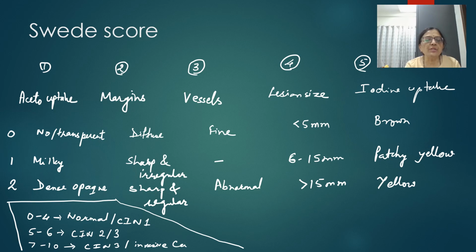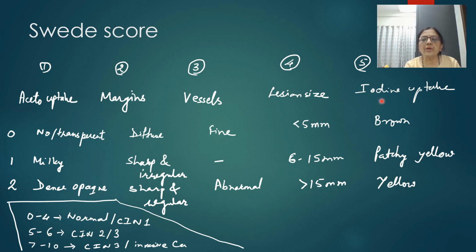Then how is the margin of the acetowhite area? Diffuse margin is normal. Sharp irregular margin is score of 1. Sharp and regular margin is worst, so it gets score of 2. In the vessels, fine vessels might be normal. If abnormal vessels are there, then the score of 2. Then lesion size less than 5 mm is 0 score, 6 to 15 is 1, and more than 15 millimeter is 2.